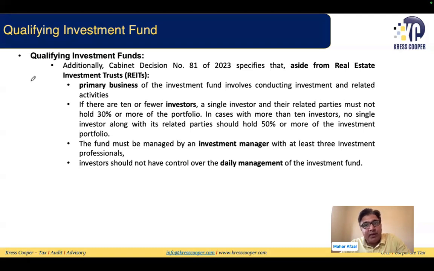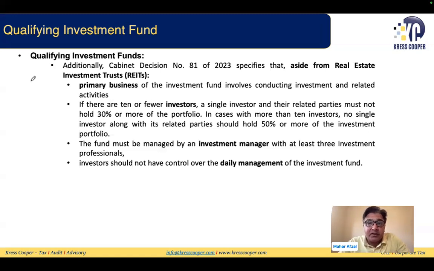The primary business of the investment fund is conducting investment and related activities. They are not into manufacturing or services or any other business. The core is basically investment functions. So far as ownership is concerned, if there are 10 or fewer owners, then 30% of the portfolio should not be managed by those investors and their related parties. If there are more than 10 owners, then 50% or more of the investment should not be managed by one party and its related parties.